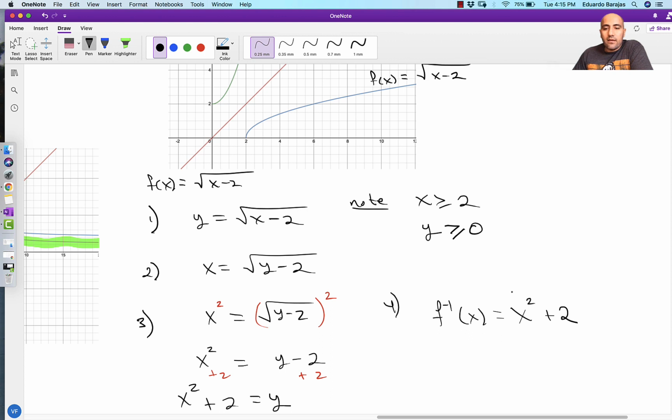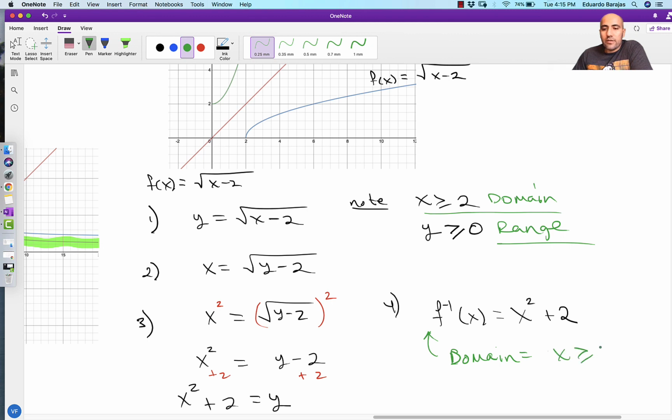But keep in mind that if this was the domain of the original function, domain of f of x, and this was the range of f of x, that means that these things switch around. That means that for the inverse function, the range and the domain have flipped, so the domain is going to be x greater than or equal to 0. The input is going to be the range of this one, and the range is going to be the opposite, which is y greater than or equal to 2. Okay, so that's why we get this answer.